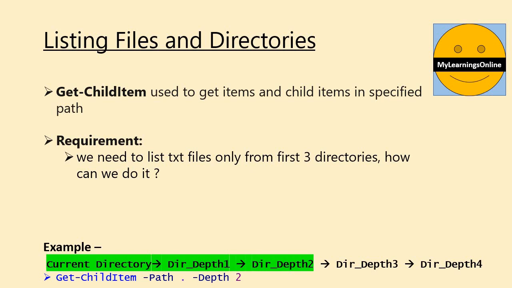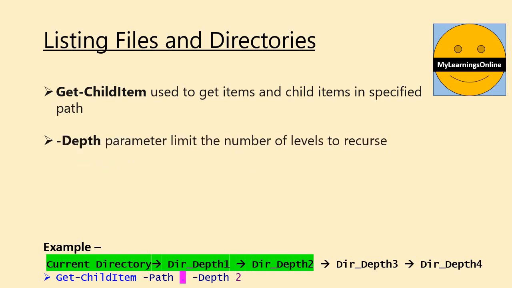Now the requirement is we need to list text files only from the first 3 levels of directories, marked in green. How can we do it? The answer is using the depth parameter. The depth parameter limits the number of levels to recurse. In this example, if we want to list the contents of the first 3 levels of directories, then we can use the depth parameter with integer 2.